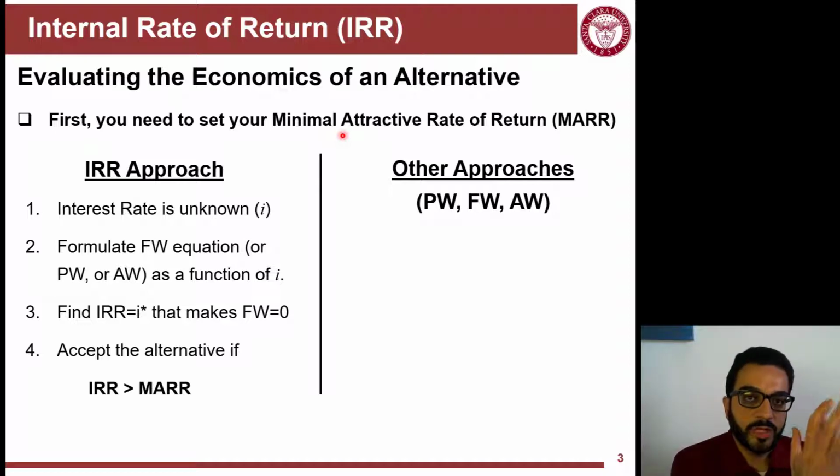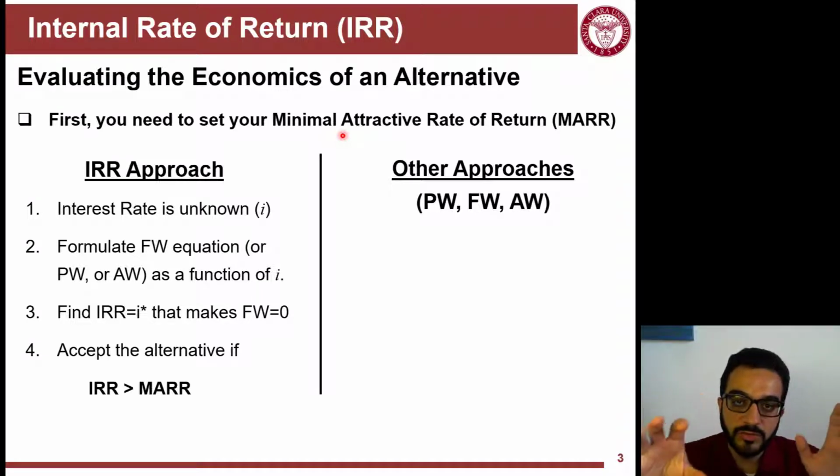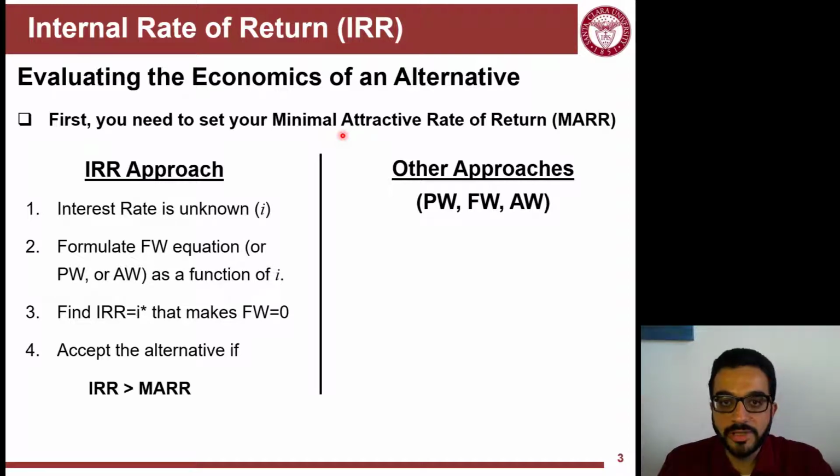I set it aside as my goal, but I'm looking for what this investment is really giving me, which is IRR. So you formulate the cash flow formula as either future, present, or annual worth, set it equal to 0, find the I that makes it 0, and that will be IRR. Once you have IRR, you compare it to MARR. And the idea here is, if IRR is more than MARR, then this is a good alternative for you.